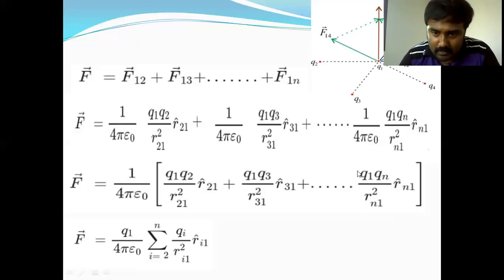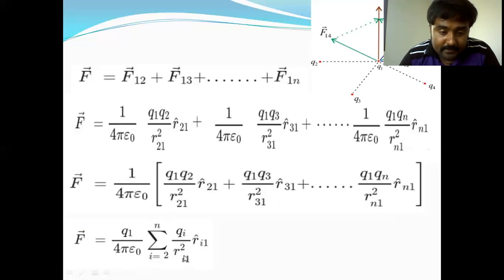Even Q1 is also taken outside, and then we apply the summation. That is Q1 divided by 4 pi epsilon naught, which is common, and then the summation of Qi divided by Ri1 square into Ri1 cap. Here i varies from 2 to n.